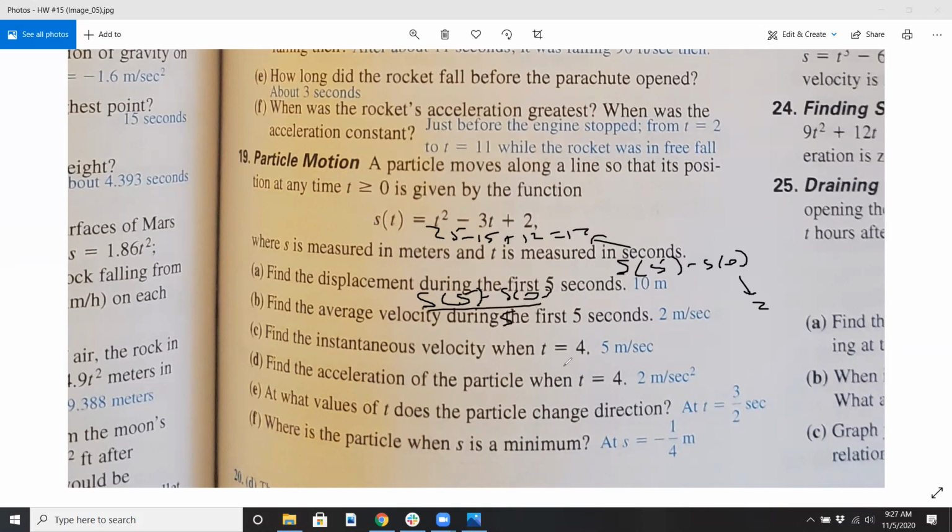Instantaneous velocity is your derivative. So that's S prime of 4. So we got to plug 4 into that because they said so. Acceleration is going to be S double prime of 4. So you got to do the second derivative now, or derivative of velocity. Changes direction. Obviously, this is when S prime is 0.